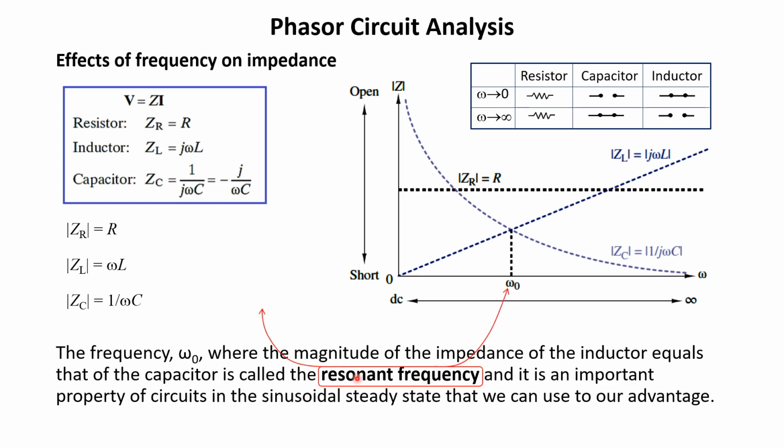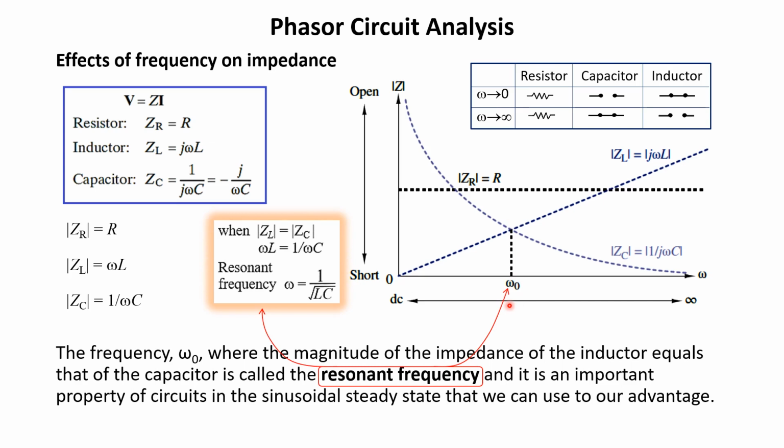In here, this is the resonant frequency, and at the resonant frequency, the magnitude of Z_L equals the magnitude of Z_C. The magnitude of Z_L is omega L, the magnitude of Z_C is 1 over omega C, and due to this equivalence, knowing L and C, we can determine this frequency as 1 over square root of L times C.